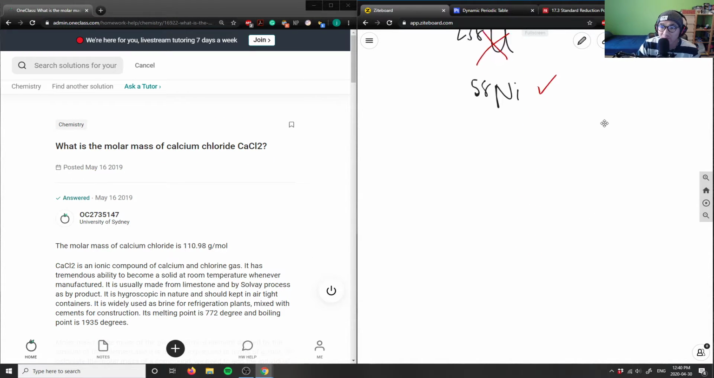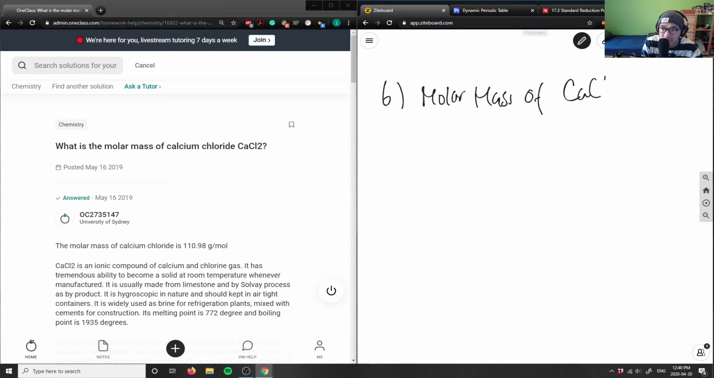Okay, that's number 5. Number 6 is asking, what is the molar mass of calcium chloride? It's a very, very easy question here. It says molar mass of CaCl2. So if we want to calculate the molar mass of CaCl2, we want to break CaCl2 back into its original components. So we have Ca and we have Cl, or we have 2 Cls, right? We have 2 Cls here.